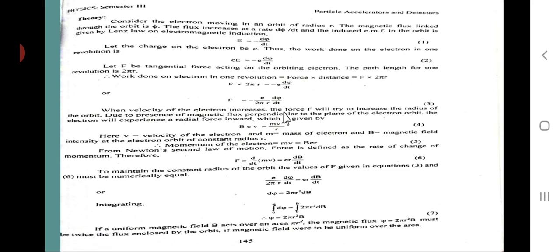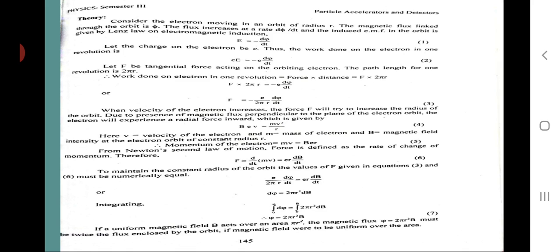When the velocity of the electron increases, the force F will try to increase the radius of the orbit. Due to the presence of magnetic flux perpendicular to the plane of the electron orbit, the electron will experience a radial force inward, which is given by B e v, which is equal to m v square by r, that is the centripetal force. Here v is the velocity of the electron, m is the mass of the electron and B is the magnetic field. Therefore, the momentum of the electron m v is equal to B e r.